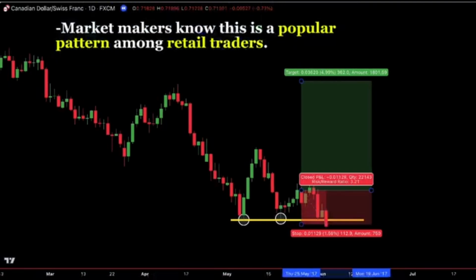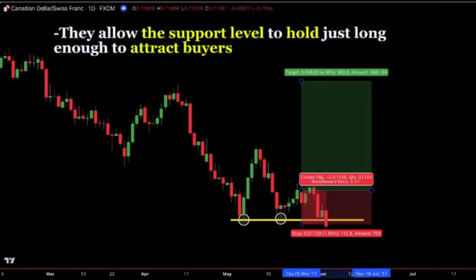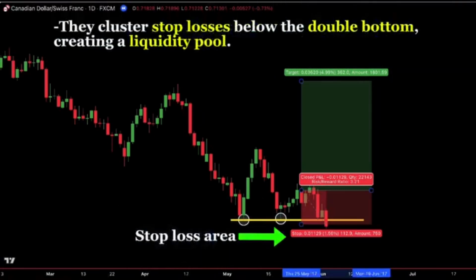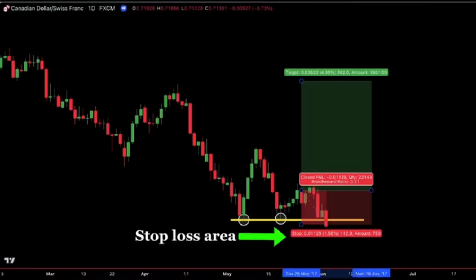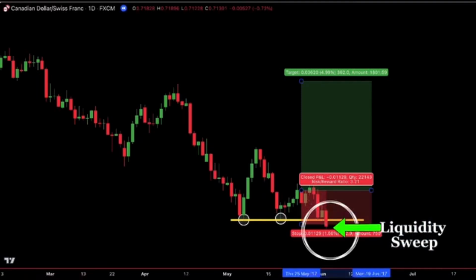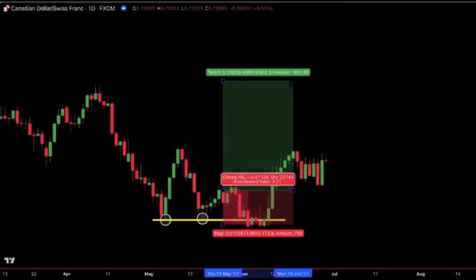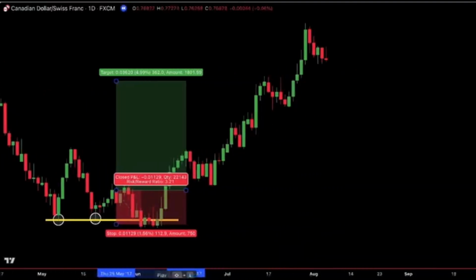Market makers know this is a popular pattern among retail traders. They allow the support level to hold just long enough to attract buyers and cluster stop losses below the double bottom, creating a liquidity pool. When the time is right, the price dips below the support level, triggering your stop loss and causing panic selling. However, this isn't a real breakout. Market makers use the liquidity from your stop losses to buy at a discount and fill their orders. Once they've collected enough liquidity, the price reverses sharply and moves higher, leaving you out of the trade and wondering what went wrong, even though you followed the pattern perfectly.